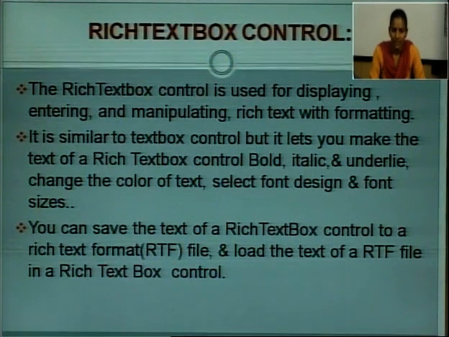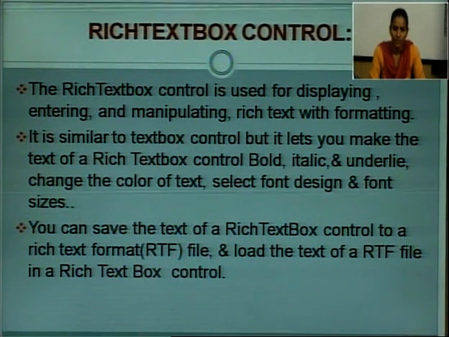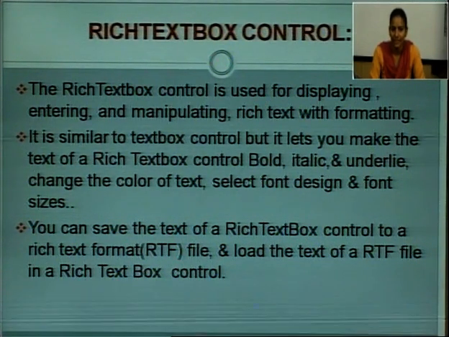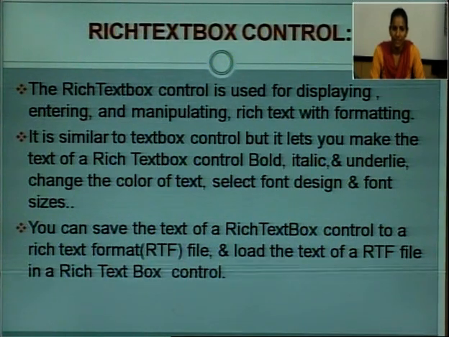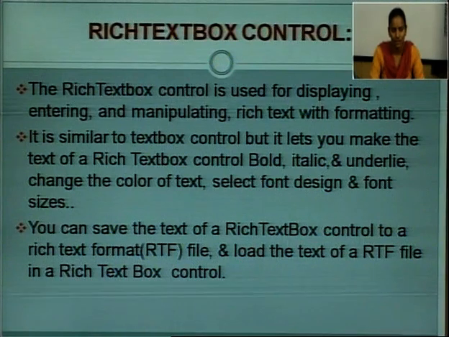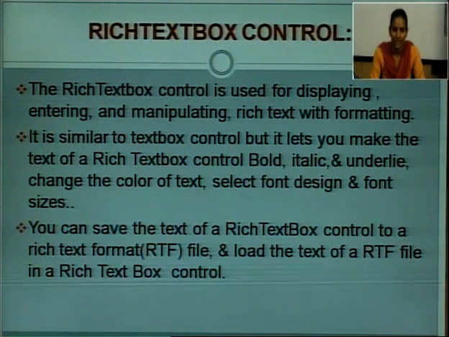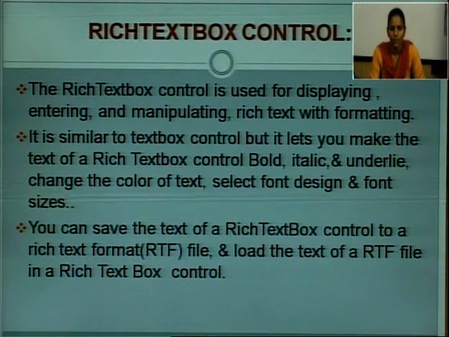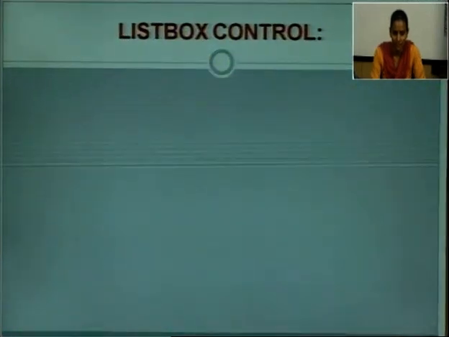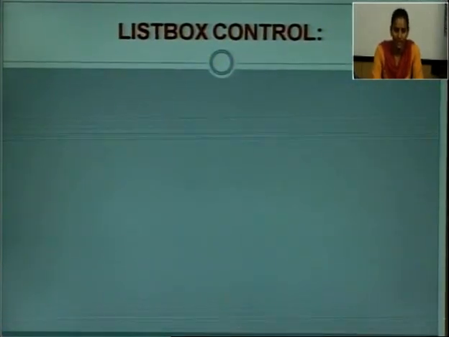The second major difference is you can save the text of a rich text box control to a rich text format, that is an RTF file, and load the text of an RTF file in the rich text box. Whenever you are going to fill a form and you have mismatched and start filling the form again with the same name, then whatever you have typed earlier is displayed. You can select and enter each time. How is that possible? That is possible with the help of the rich text box control. So this is all about the text box.